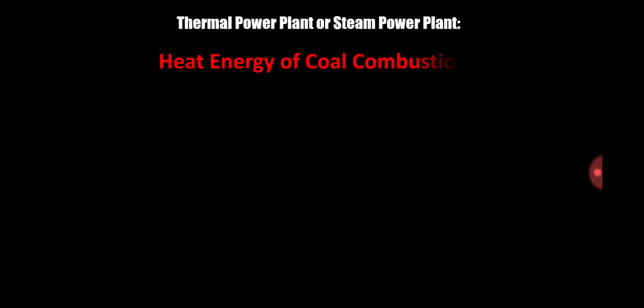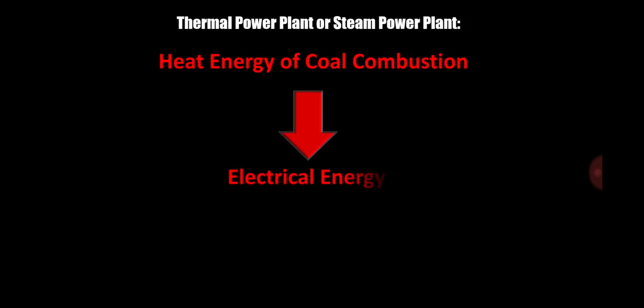So in a thermal power plant or steam power plant, the heat energy of coal combustion gets converted into electrical energy. This is the basic concept behind a thermal power plant or steam power plant: the heat energy of coal combustion is converted into electrical energy. Here we are using coal as a fuel.